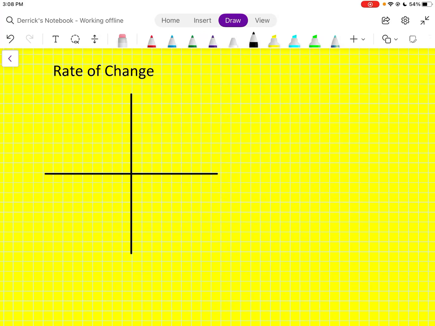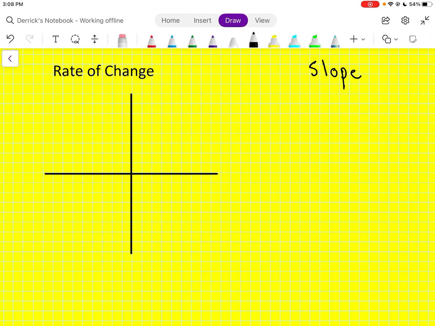Today's video is going to be about finding rate of change. Now, chances are you have probably already learned rate of change. You just may not have learned it by that name. The other name you may have learned it by is slope. Slope is effectively just the same thing as rate of change.